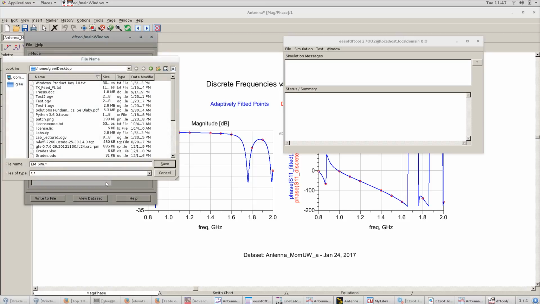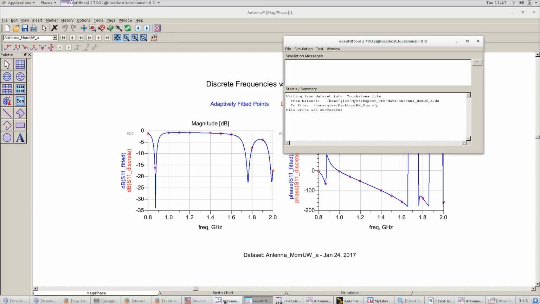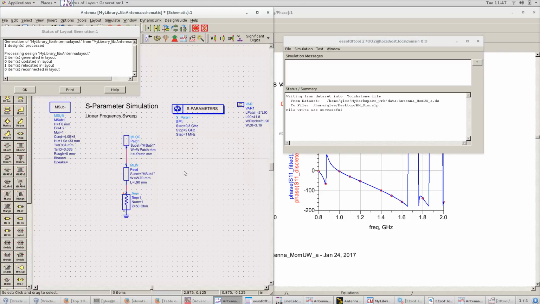okay, apparently I have to save it as S1P instead of doing it as a star. So whatever, I'll go ahead and do that. So write data to file, and the write was successful. Now what I'm going to do is go back to this simulation, which is my schematic simulation, and I'm going to copy this over.